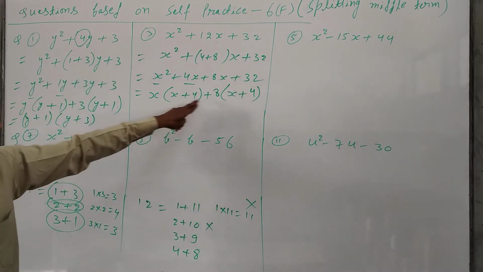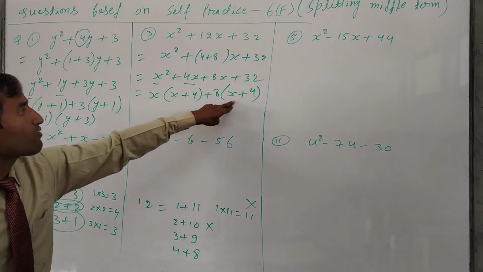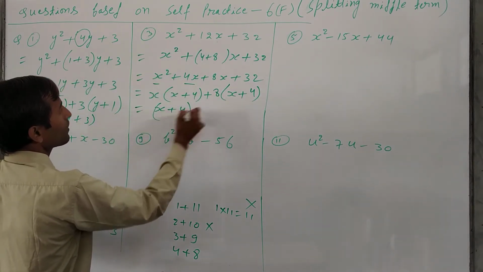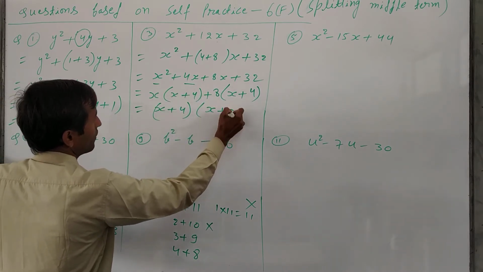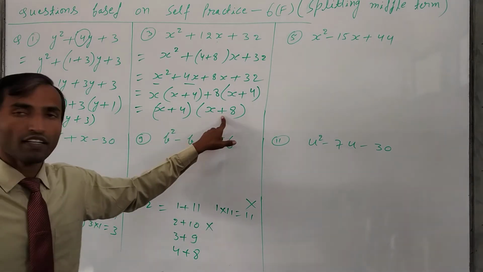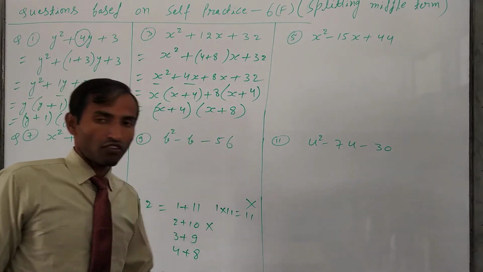Okay, now just see here both are the same. Now we have to take x plus 4 common. So x plus 4 will be taken common, then it will be x plus 8. So the final factorization is: the first factor is x plus 4, the second factor is x plus 8. This is the final answer.